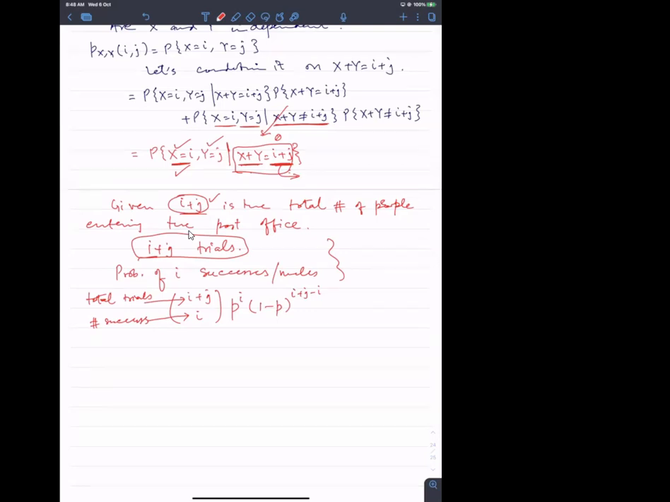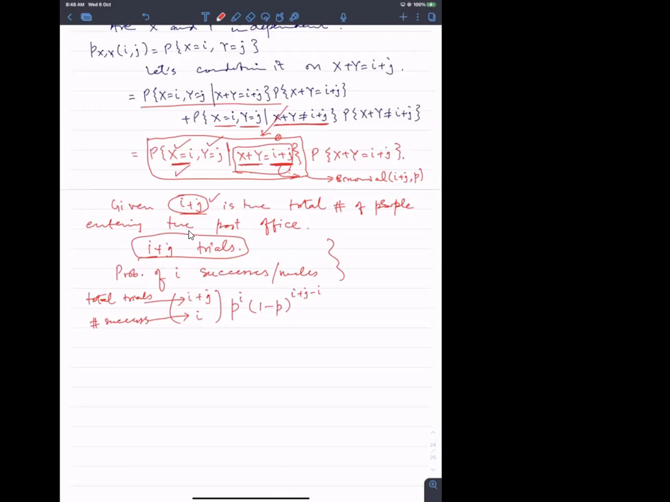So now, in this equation, we have the probability x plus y is equal to i plus j. We have found that this probability here, which I have put in the box, is binomial, with parameters i plus j and probability of success p.